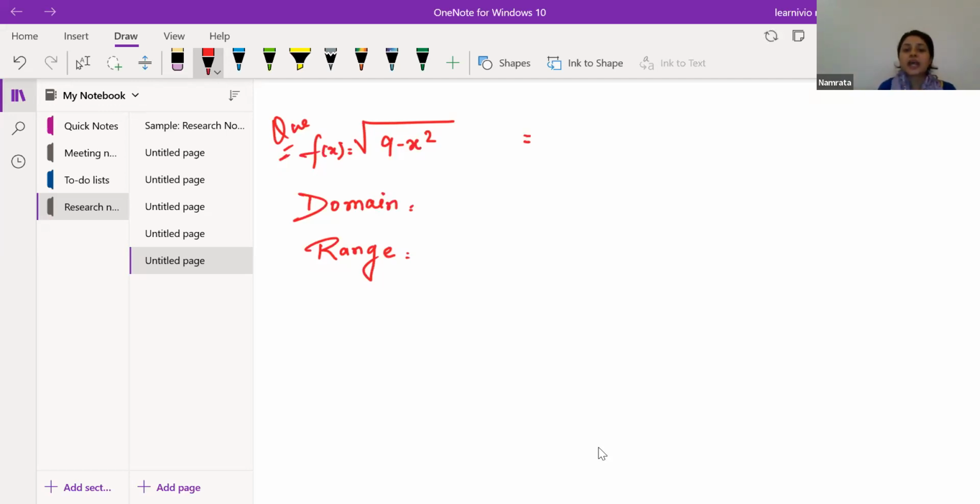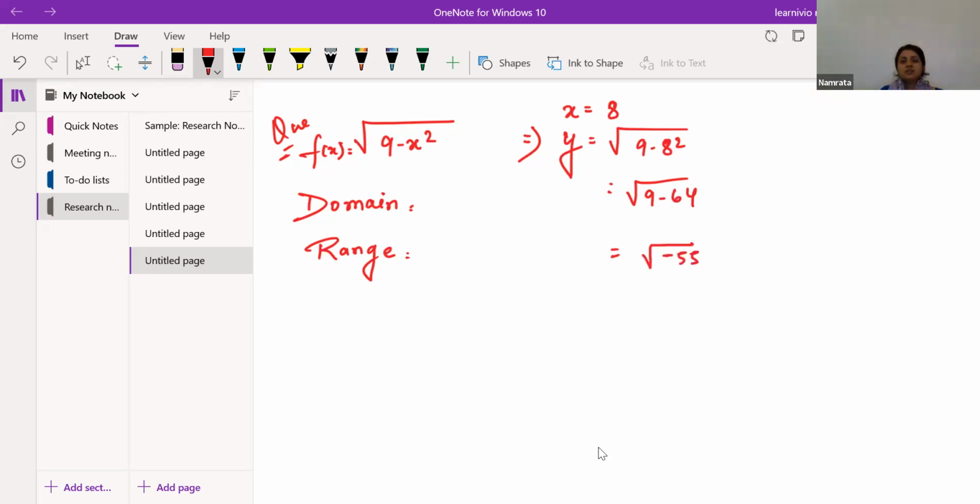Suppose I take x as 8. So what will be y or f of x? It will be 9 minus 8 square, that means 9 minus 64, that means minus 55, right?